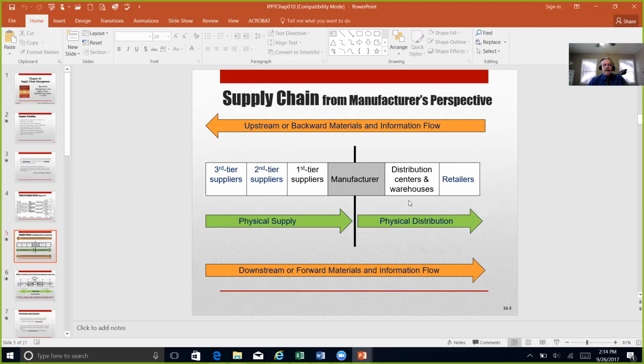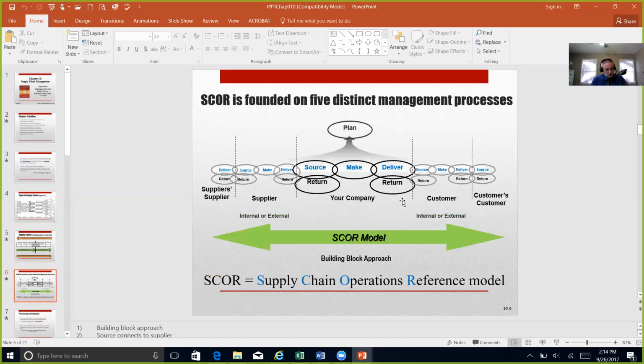And we see that over on page 226 in this SCOR model, supply chain operations reference. This is what that model looks like. And it's really describing how this process flows and what it looks like. So you see that over on page 226.